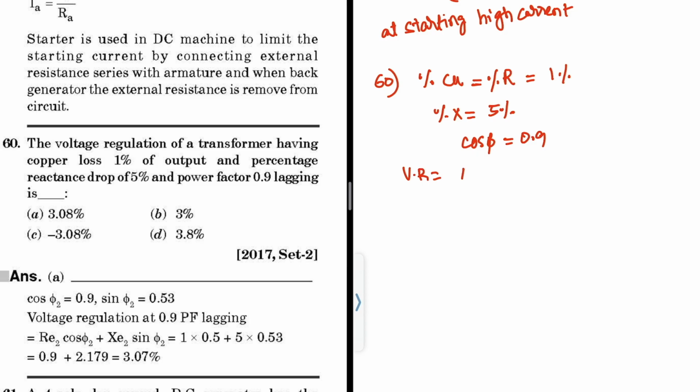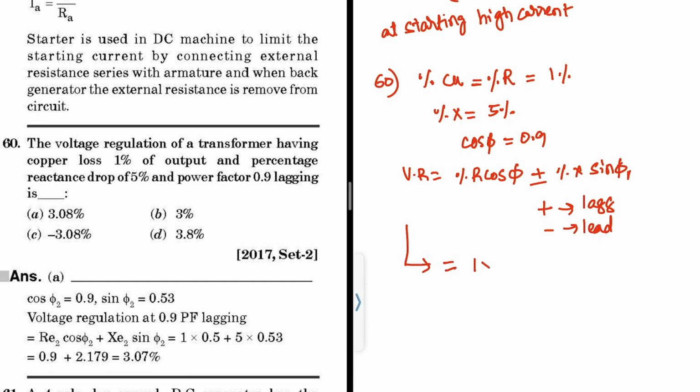The voltage regulation has a direct formula: percentage R cos phi plus or minus percentage X sin phi. Generally, plus for lagging, minus for leading. So voltage regulation equals percentage R, which is 1, into cos phi, which is 0.9, plus percentage X, which is 5, into sin phi. You can calculate this with a calculator only.